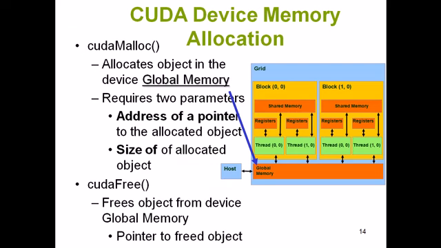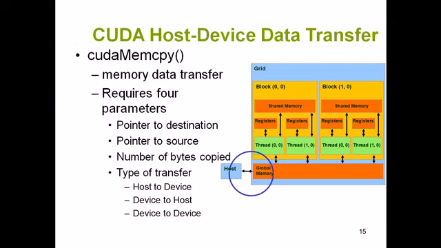CUDA device memory allocation. Let us first discuss how memory is allocated in device memory. The cudaMalloc function allocates objects in device global memory. It requires two parameters: the address of a pointer to the allocated object and the size of the allocated object. In order to free this object, the cudaFree function is used.